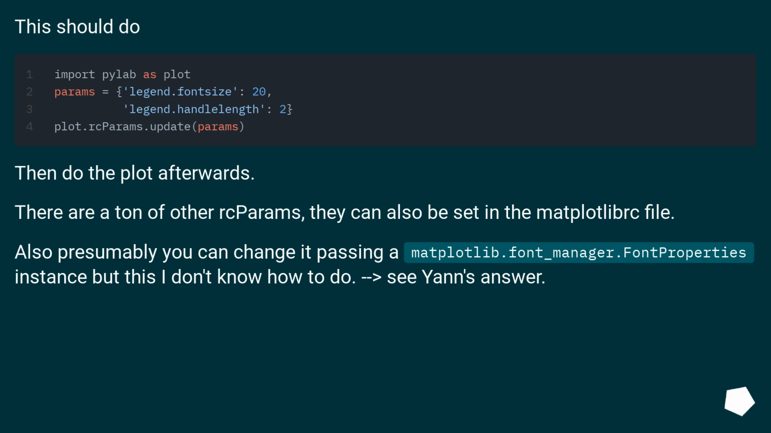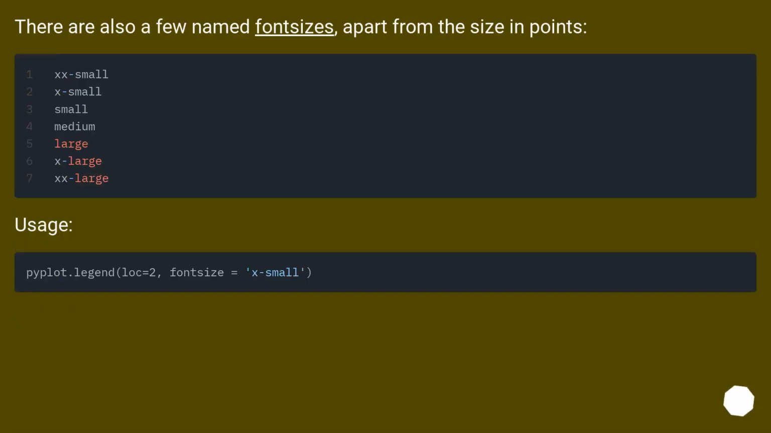Also presumably you can change it passing a matplotlib.font_manager.FontProperties instance, but this I don't know how to do. See Jan's answer. There are also a few named font sizes, apart from the size in points. Usage.